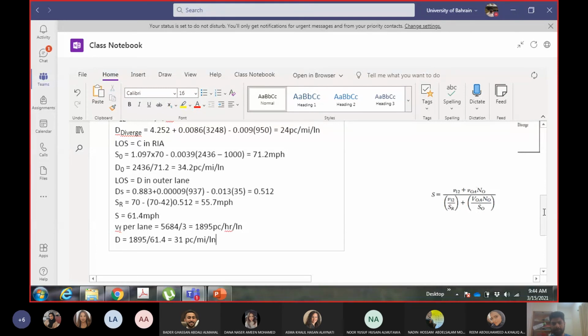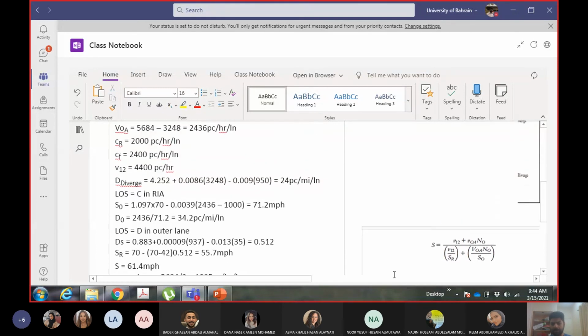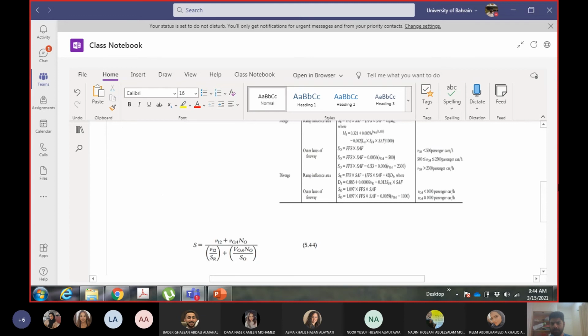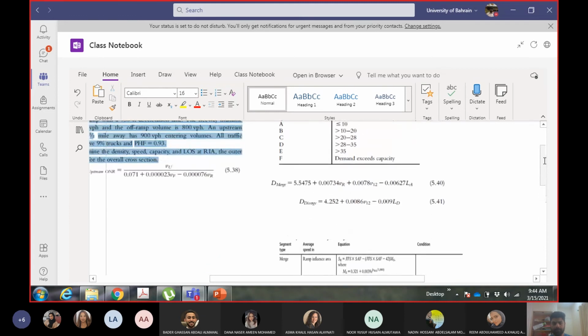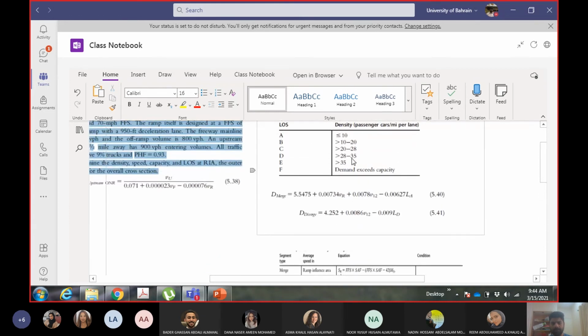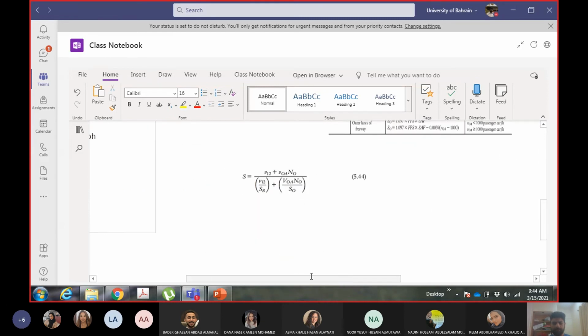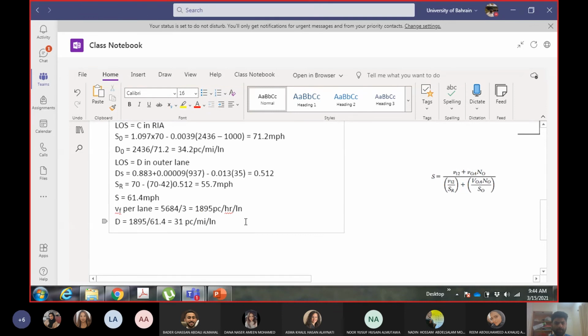And if you go to this table, I think the level of service will be D again. The overall level of service will be D. 31 is here, see, so it's D. The level of service is D in the segment. This is for the overall segment. Now, all the three lanes together in one direction, in this particular direction, the level of service is D. In the two adjacent lanes, the level of service was C.